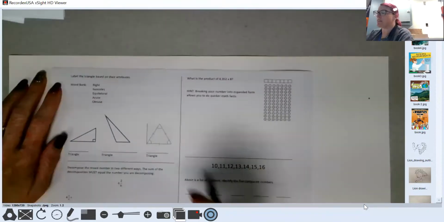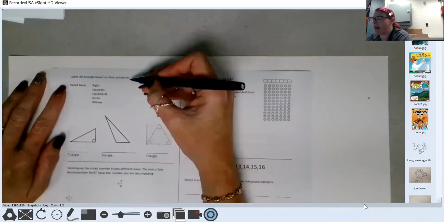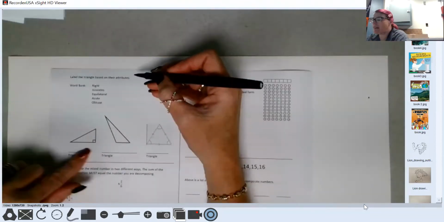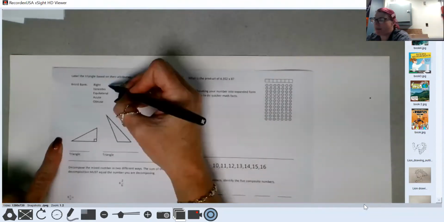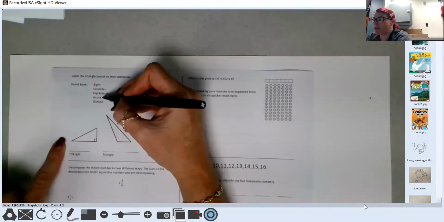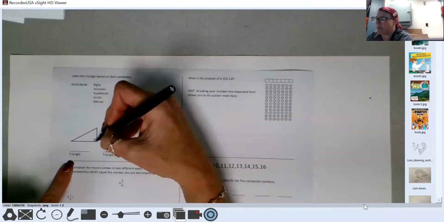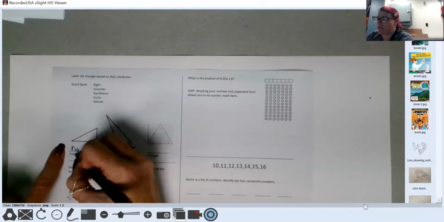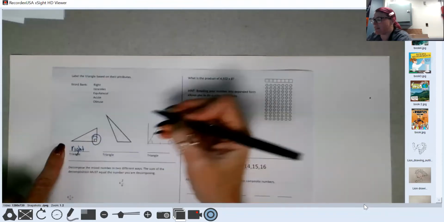All right, this one says to label the triangles based on their attributes. So I'm looking at this triangle, and here's my word bank. I have right, isosceles, equilateral, acute, obtuse. This is a right triangle. So I'm going to write the word right here. And I know it is because of that box right there.